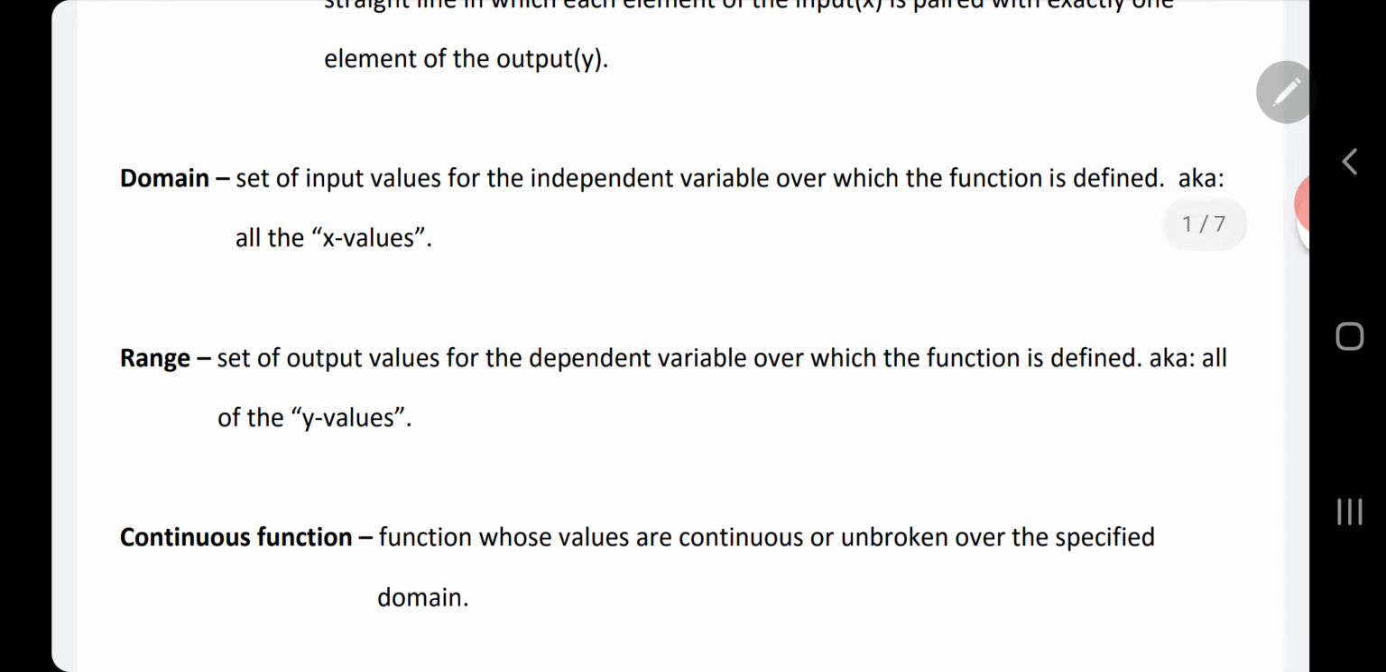The range is a set of output values for the dependent variable over which the function is defined, aka typically all of your y values. Once again, it doesn't have to be y values, but typically that's what we use. Mostly pay attention, it has to be the dependent variable. This guy usually relies on, or does rely on, this independent variable.